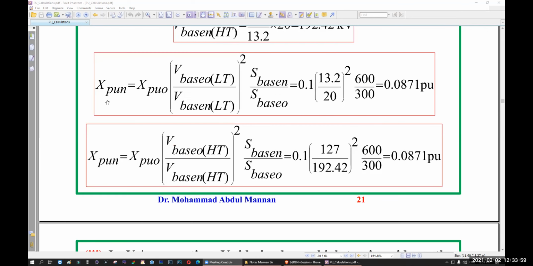Now your X per unit new is equal to X per unit old, V base old over V base new, obviously low tension, and S base new over S base old. V base old is equal to 13.2, V base new is equal to 20, your S base new is equal to 600, and S base old is equal to 300, so 0.0871 per unit. Again, if you calculate using the high voltage side, you'll get the same value. Okay? Now that was your delta.